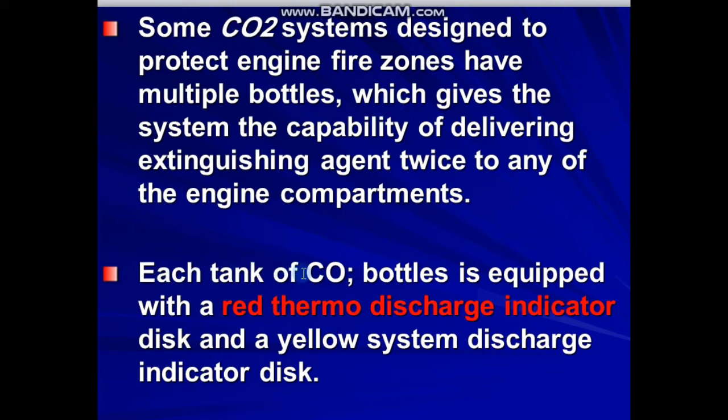Each tank of carbon dioxide bottles is equipped with a red thermal discharge indicator disc and a yellow system discharge indicator disc.